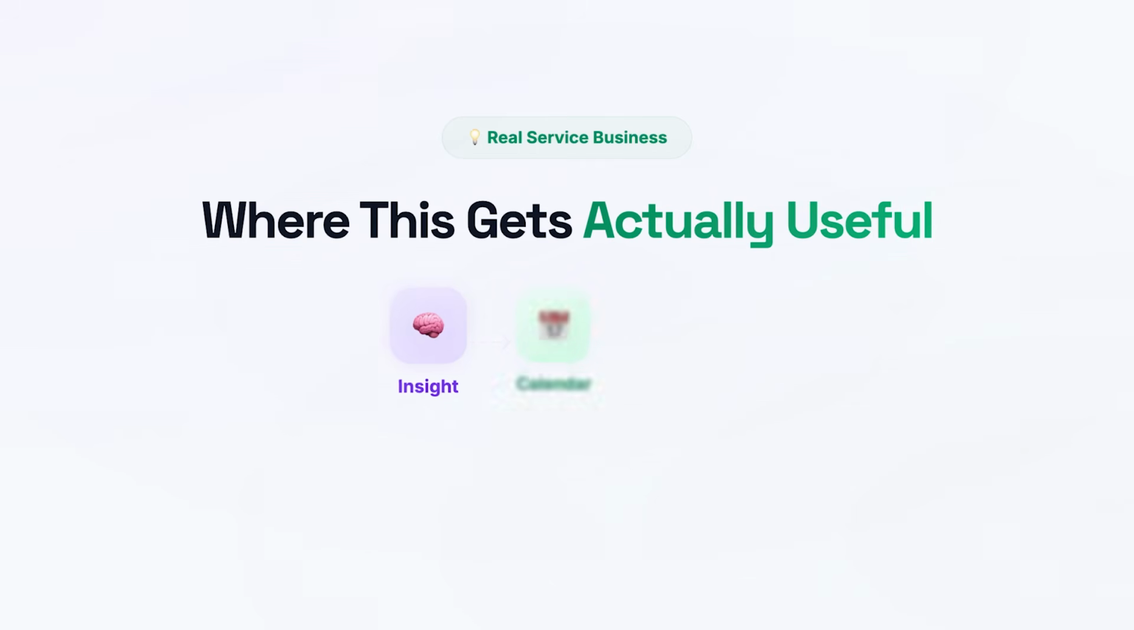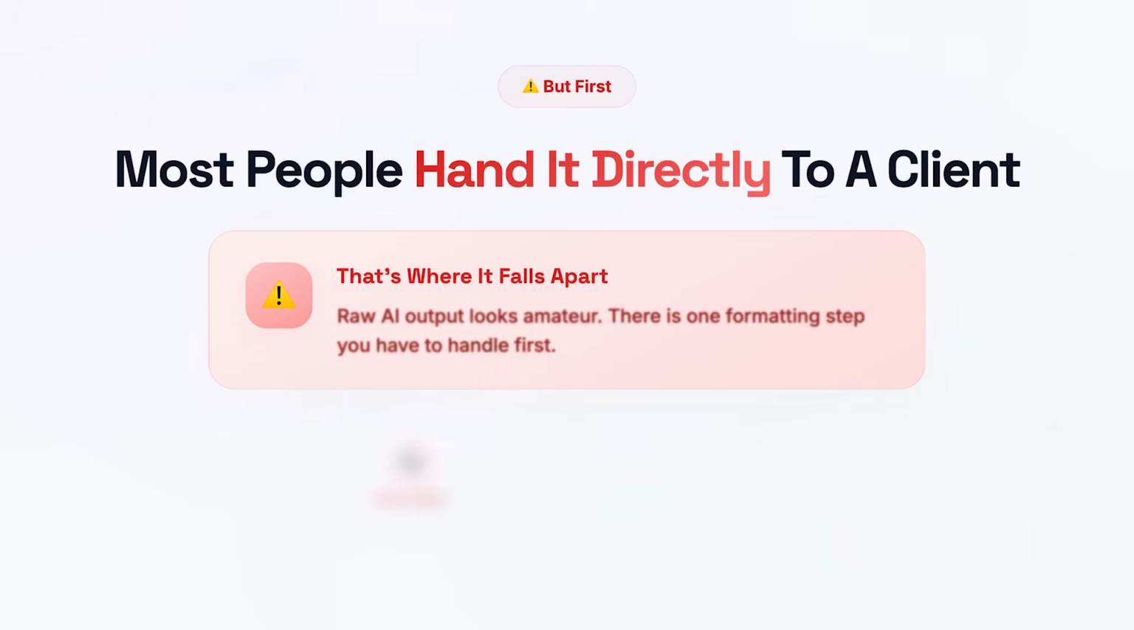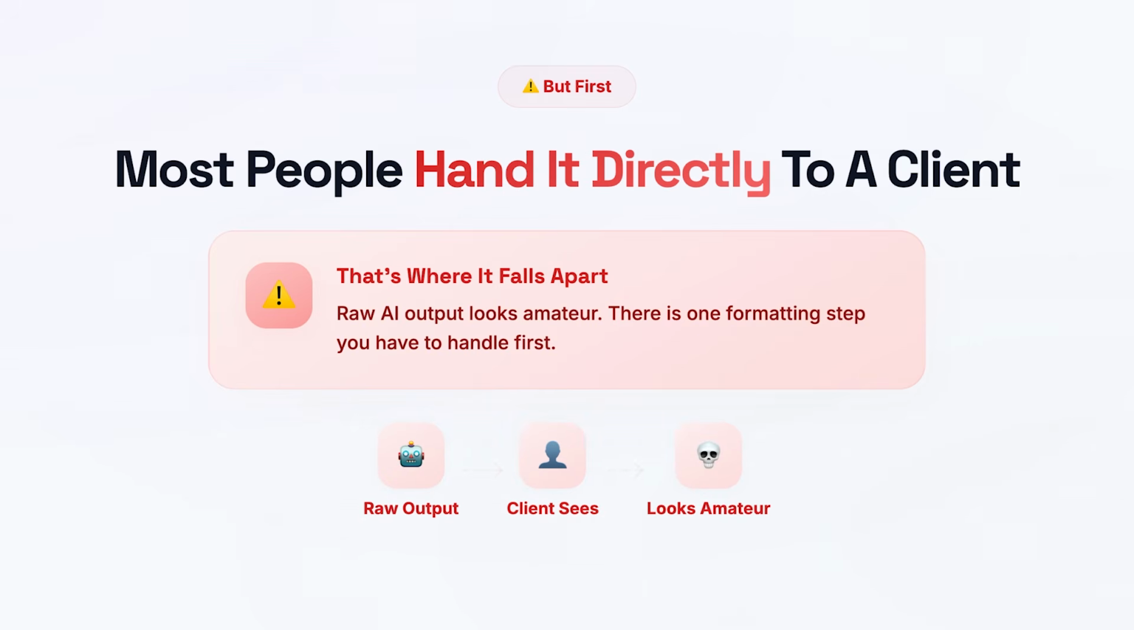Now here is where this gets actually useful for someone running a real service business. Most people take what I just showed you and try to hand it to a client. That is where it falls apart. There is one formatting step you have to handle first, or it looks like raw AI output. I am walking you through that in the next 60 seconds.